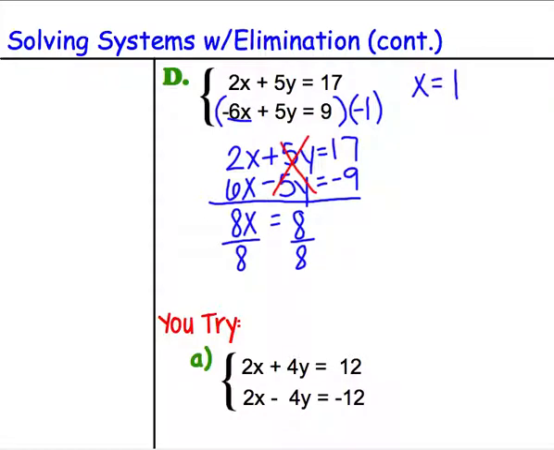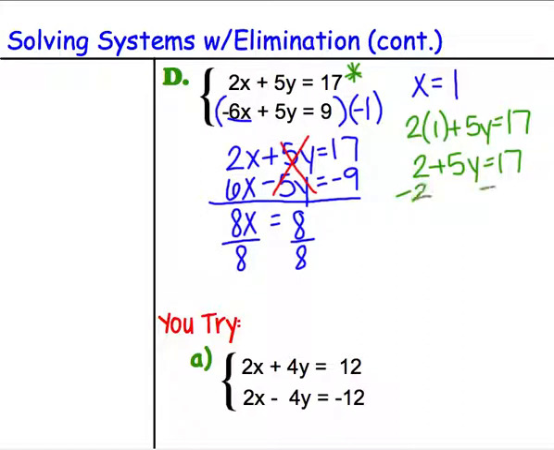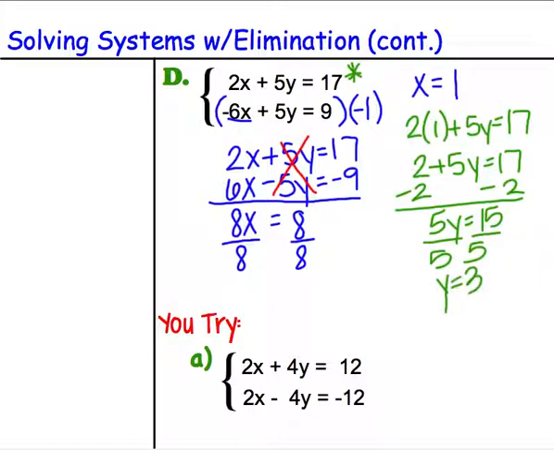Then I can go ahead and put that into one of my equations. I'm going to stick to this first one right here. So I get 2 times 1 plus 5 times y equals 17. So I get 2 plus 5y equals 17, subtract 2 from both sides, giving me 5y equals 15. Divide both sides by 5, which means y is equal to 3. That means my ordered pair solution is 1, 3.